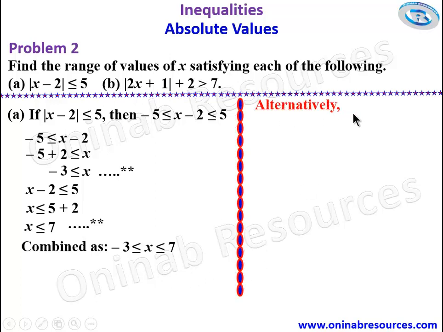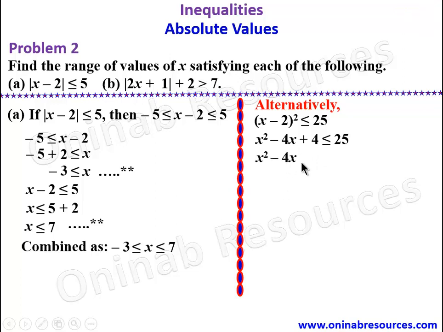Then the alternative method is to square both sides. That's going to give us x minus 2 all squared less than or equal to 25. So we expand the left hand side, which gives x squared minus 4x plus 4 less than or equal to 25. So forming the quadratic inequality from here, x squared minus 4x minus 21 is less than or equal to 0.